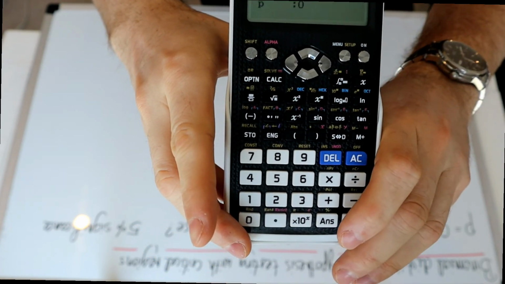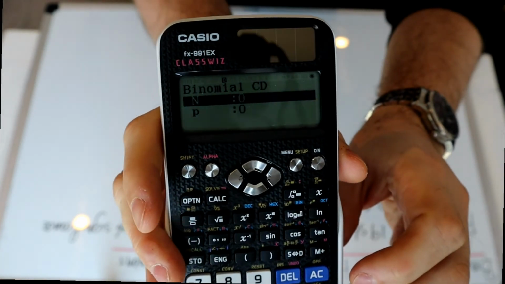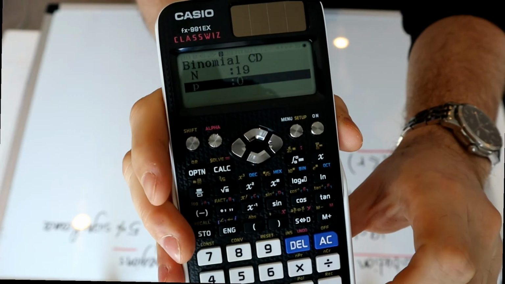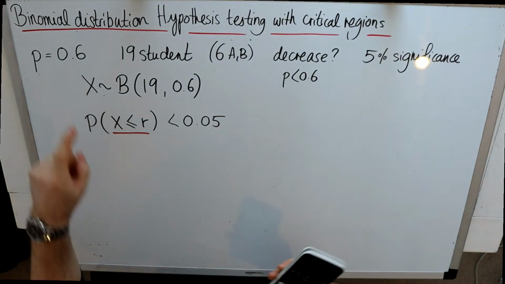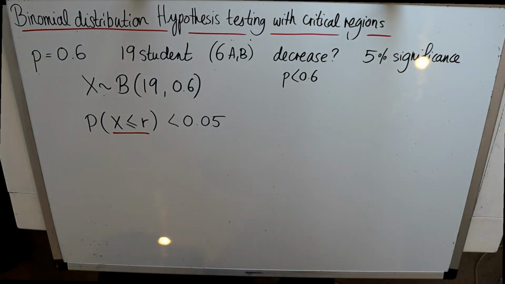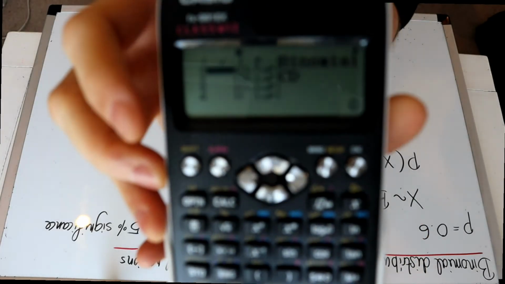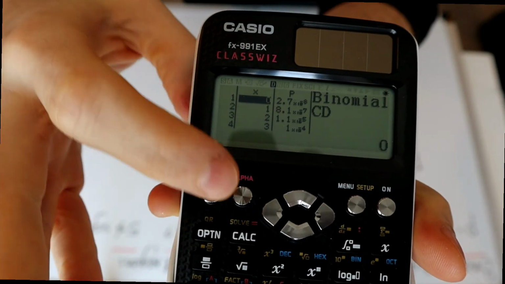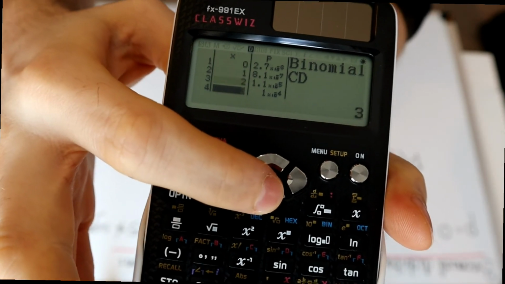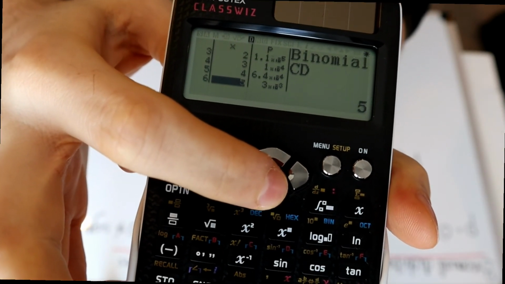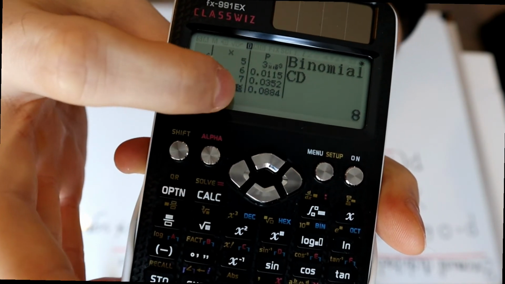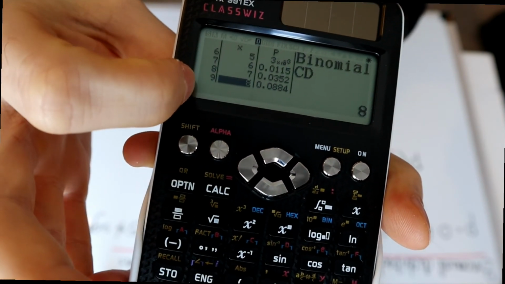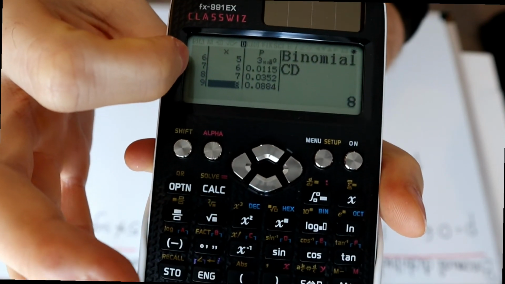cumulative again. So we're going to look at n equals 19, and the probability we're looking at is 0.6. And what we get after the calculator thinks for a little while is a list of probabilities. So you can actually skim down, and we can see off the bat that the bit where it crosses over past 0.05 is between 7 and 8.